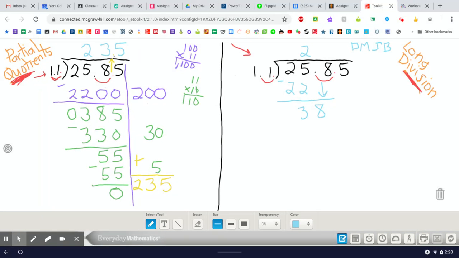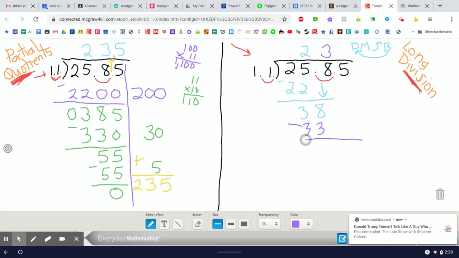Now we repeat the steps. Okay, we go back to the beginning. We've brought down our next number. Now we go back to divide. How many 11s are in 38? Well, let's see here. Let's go with a different color. There are 3 11s in 38. So we'll multiply next. 3 times 11 is 33. We'll subtract that number. We'll get 5, and we'll bring down our next number. We'll put 5 there, 55.